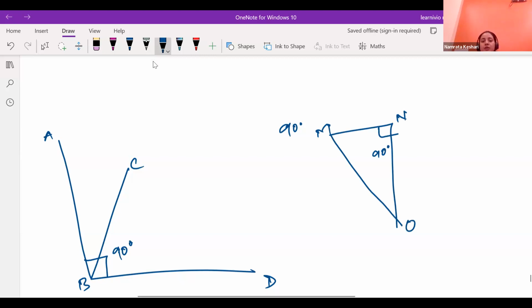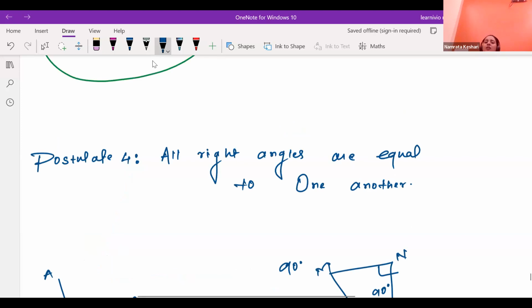Yes, ma'am. Okay, that's what the statement says, that all right angles are equal to one another. Right angle means 90 degree, and if two angles are both 90 degree, of course, both the angles are equal to one another. So postulate number 3 and postulate number 4 are very simple. The third one is a circle can be drawn with any center, any radius. All right angles are equal to one another.